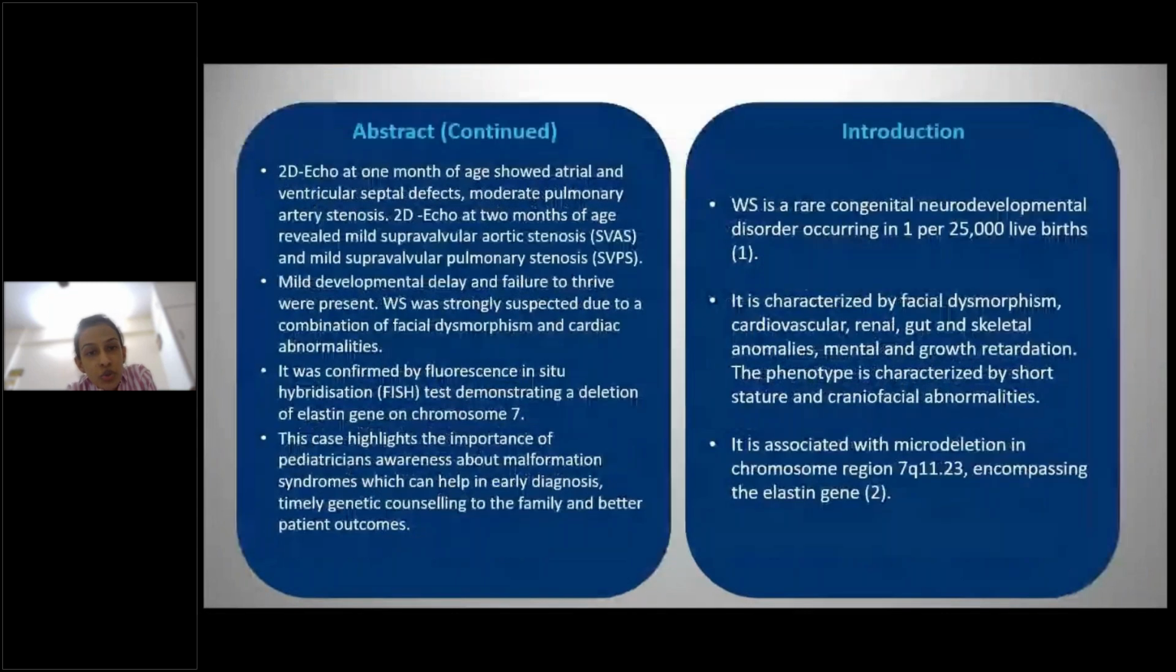Thank you. So coming to the introduction here now, as I said, Williams syndrome is a rare congenital neurodevelopmental disorder occurring in 1 per 25,000 live births. That is the incidence. It is characterized by facial dysmorphism, cardiovascular, renal, gut, and skeletal anomalies, mental and growth retardation. The phenotype is characterized by short stature and craniofacial abnormalities. It is associated with microdeletion in chromosome region 7q11.23, encompassing the elastin gene.